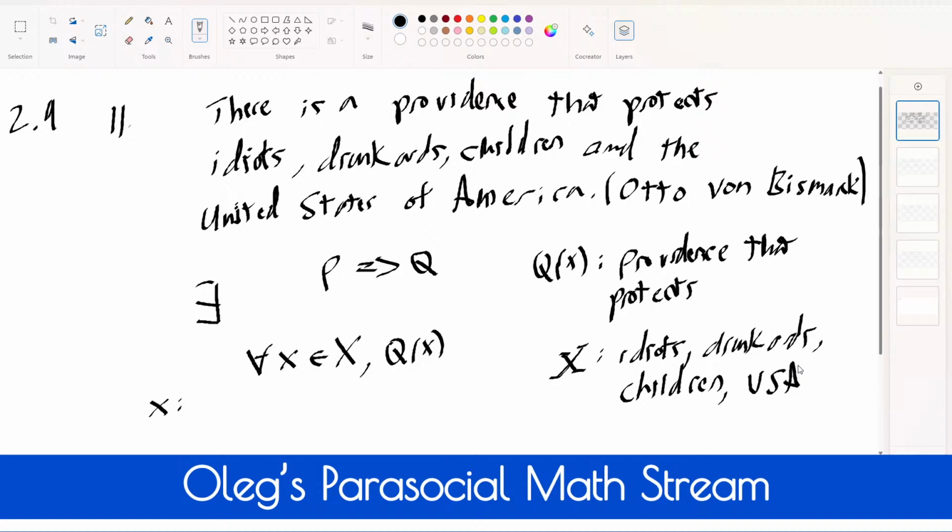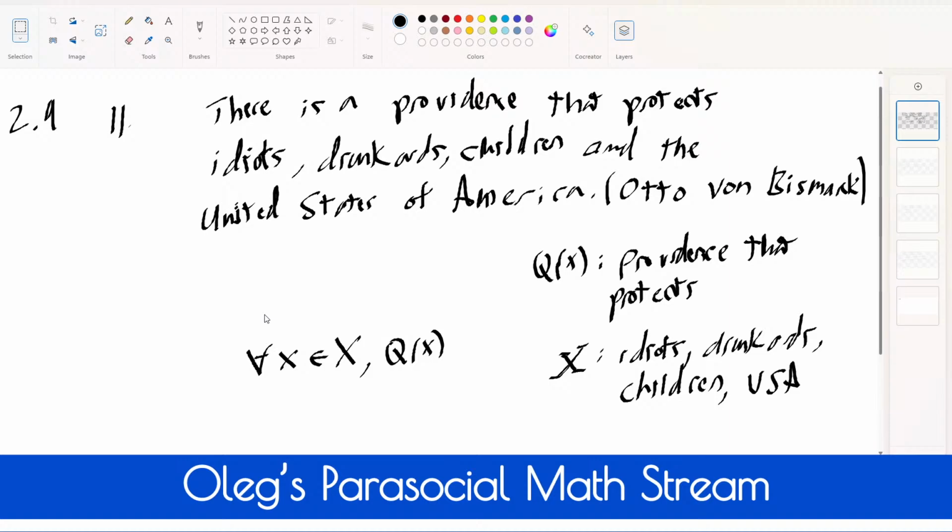For all... Yeah, we're going to say that. We're just going to try that. We're going to say Q is the providence that protects. It is the thing that does stuff. That is the thing that's like the blanket. It is what makes them the members of the set.